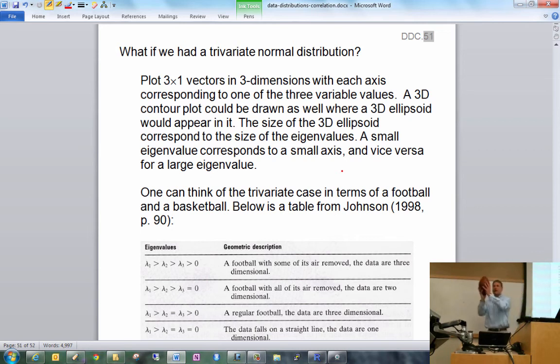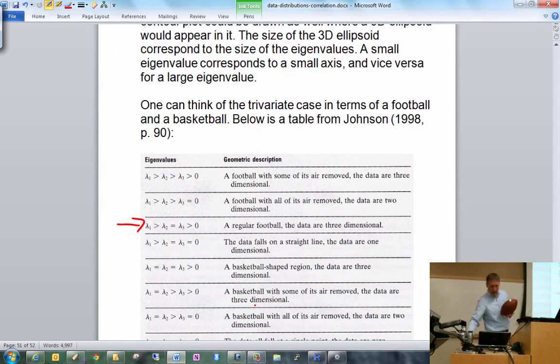So this football right here corresponds to the third case in this little table, where lambda 1 is greater than lambda 2 and lambda 3. Lambda 2 and lambda 3 are going to be exactly the same, and they're going to be greater than 0. Again, think back to that bivariate case. See why that's true.